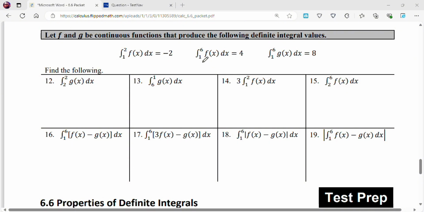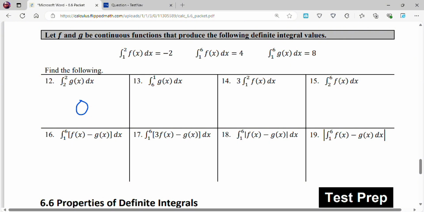Okay. Find the following. So again, this is similar to the last pair of questions we did. So we have f and g. So let's look at 12. Integral from 2 to 2 of g of x dx. Well, one of the properties is that the integral from a to a is going to be 0.